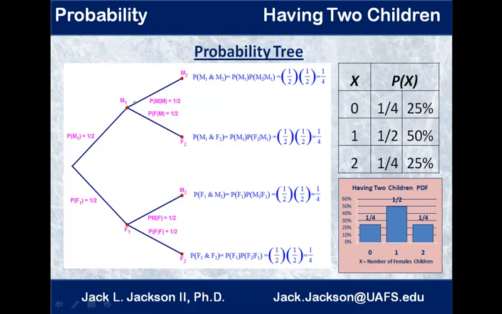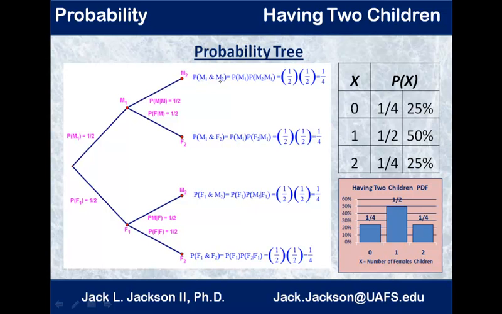The only way you get here is if you already had the male first child, so this is a conditional probability. The probability that we have a male second given that we had a male first, probability of M sub 2 given M sub 1, is 1/2. The probability of F sub 2 given M sub 1 is also 1/2. Likewise, the probability of M sub 2 given F sub 1 is 1/2, and the probability of a second female given we had a first one is 1/2. So all these probabilities are 1/2.